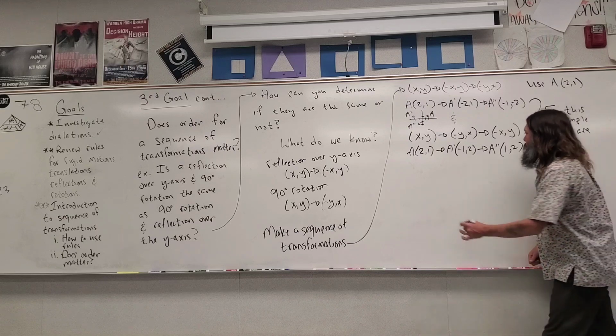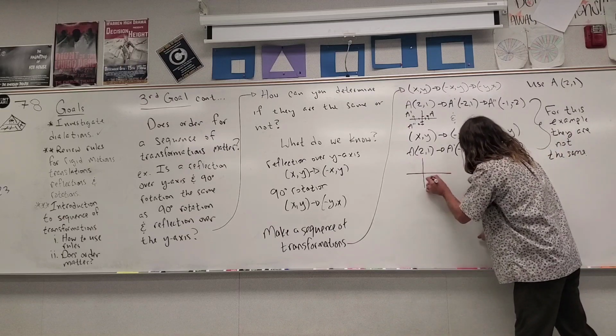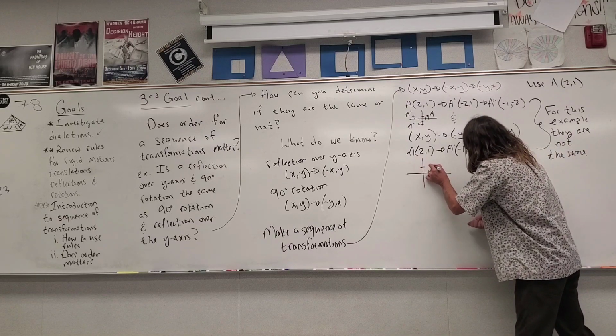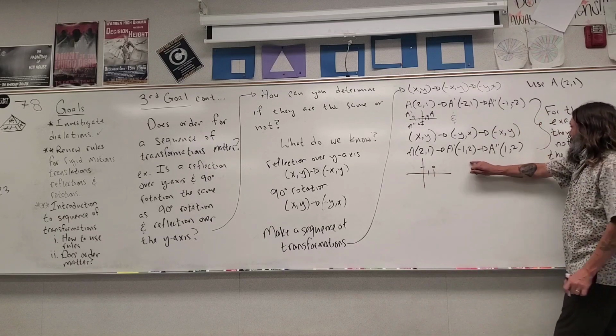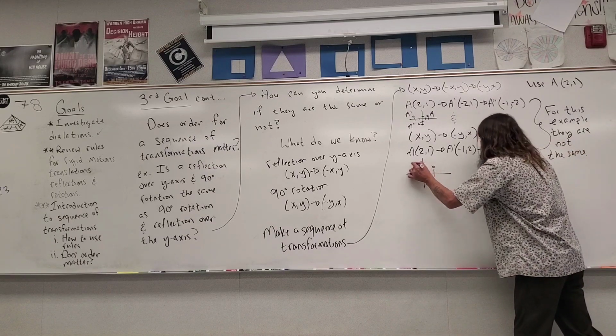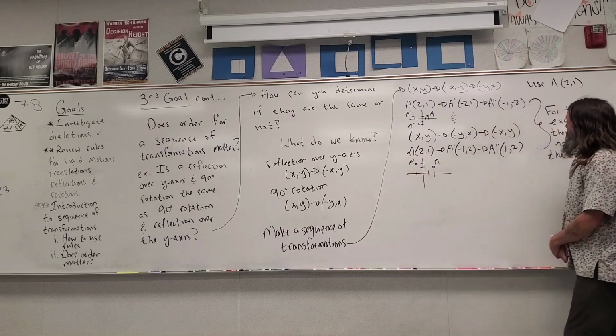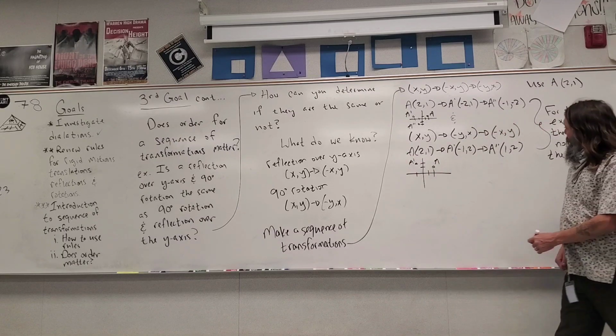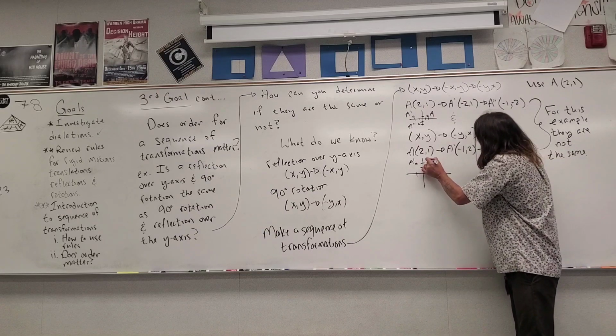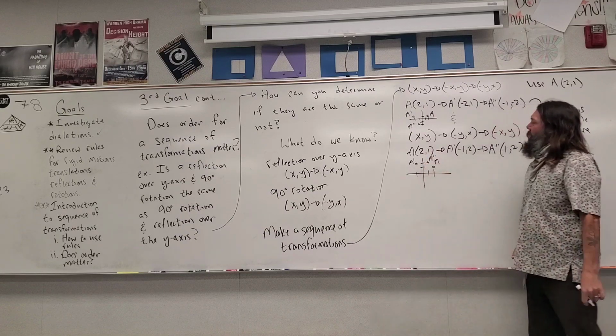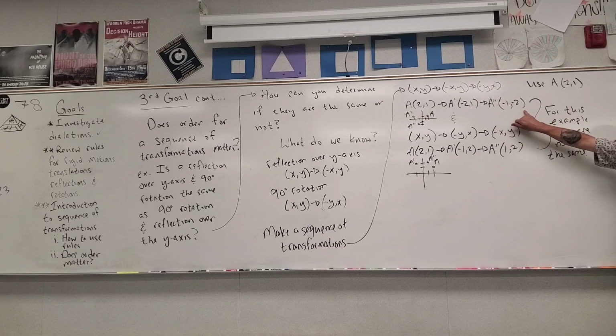Let me just reinforce that with the graph. Here I started at 2, 1. I rotated to -1, 2. There's my A prime. And then I reflected back over the y-axis and I ended up here. I ended up way far away from this.